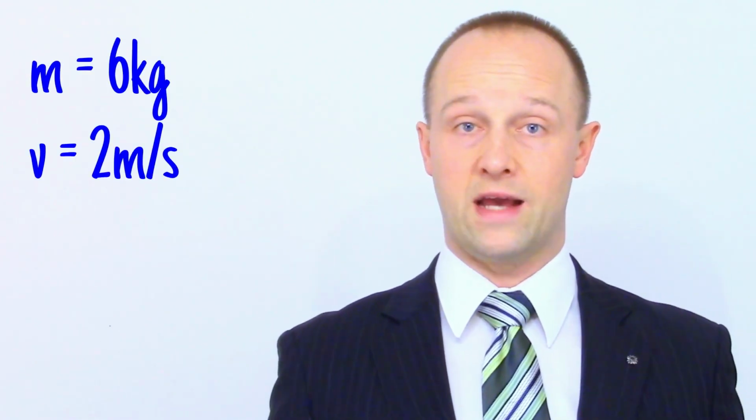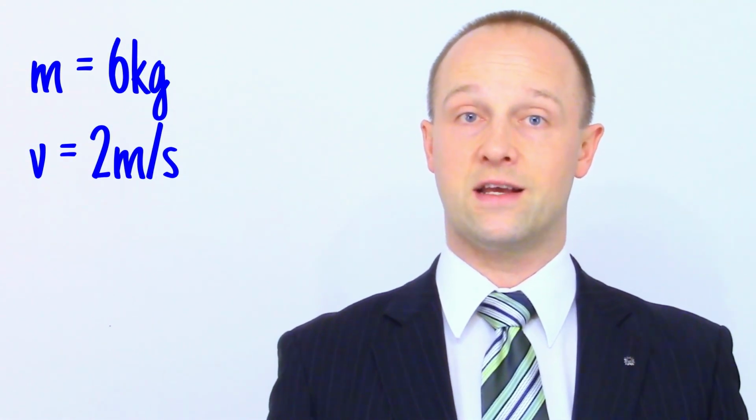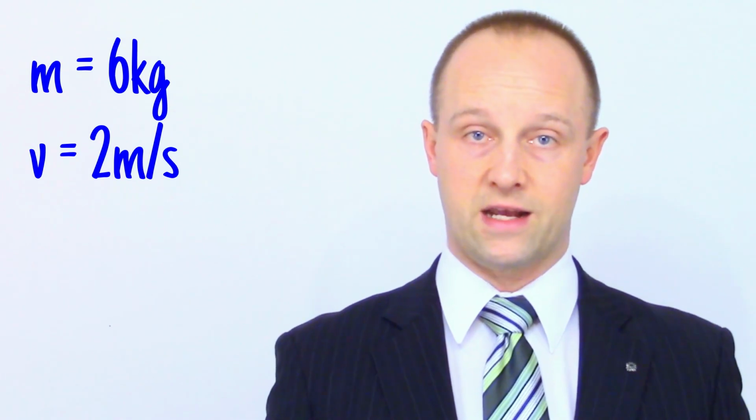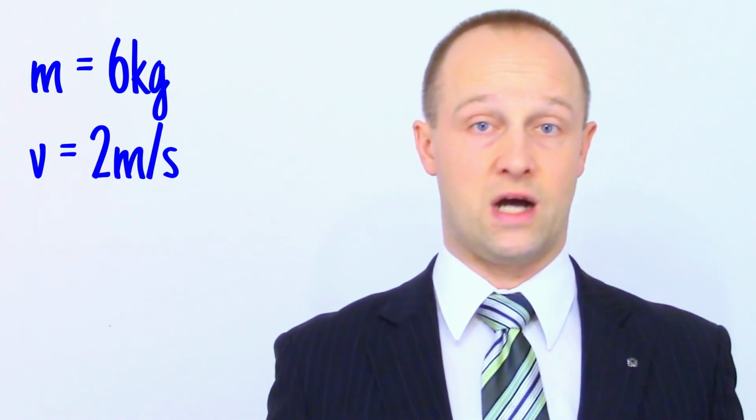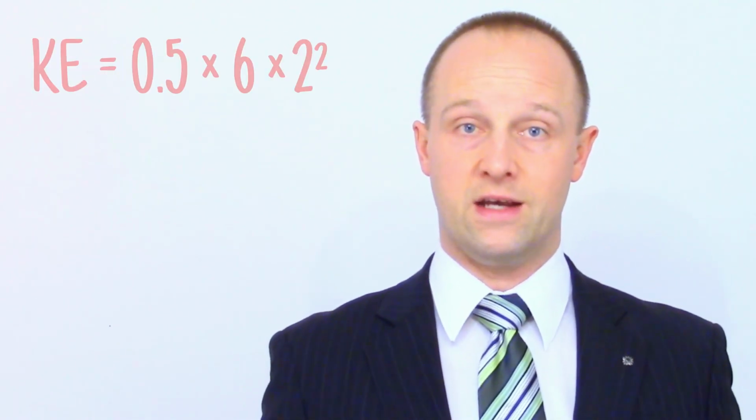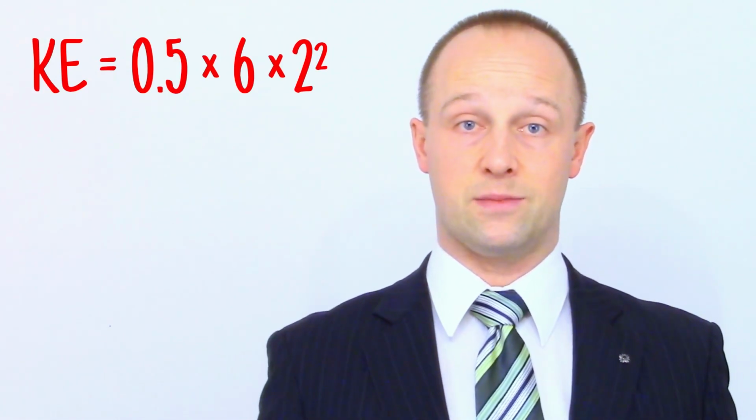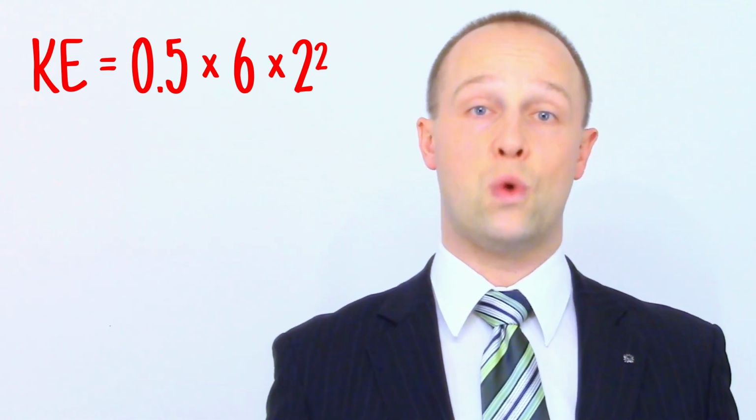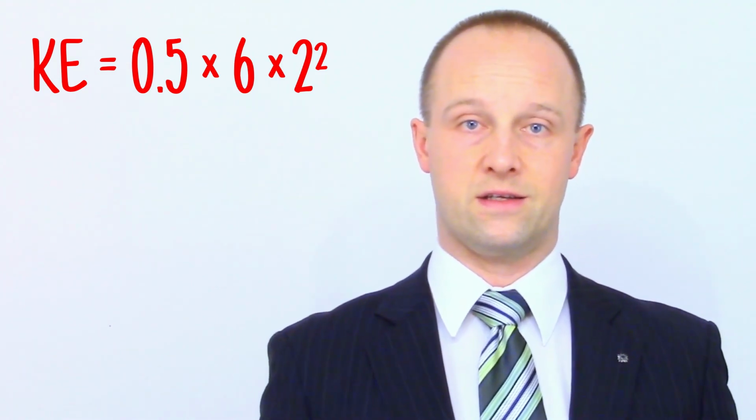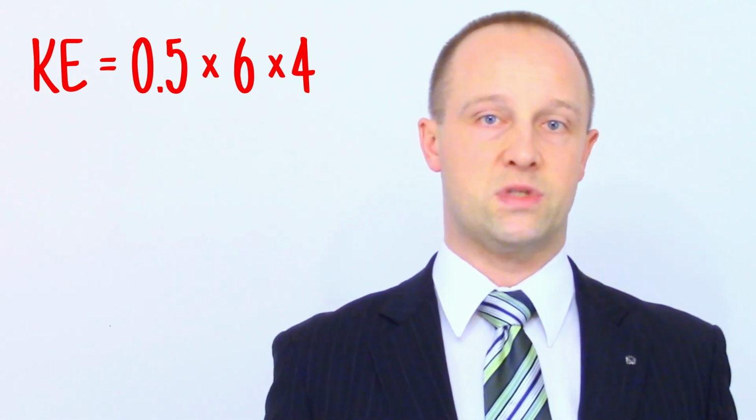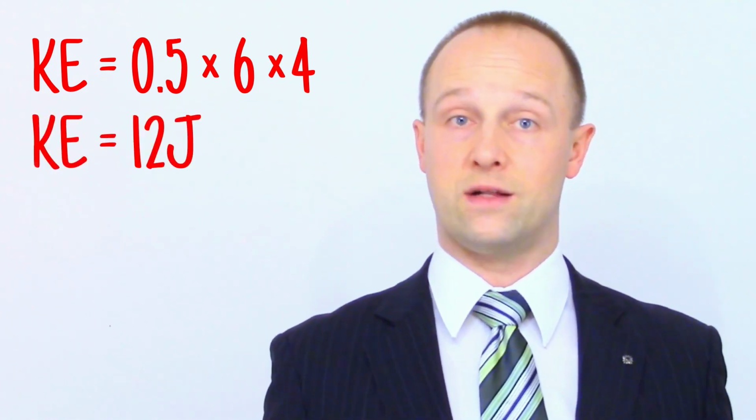Let's pick some values which make our calculation nice and easy to follow. Let's say that in all cases the mass is going to be 6 kilograms, and let's start out with a velocity of 2 meters per second. KE equals half mv squared. So that's half, or 0.5 when you type it into a calculator, times 6 kilograms, times the square of 2 meters per second. 2 squared equals 4. So our calculation is a half times 6 times 4, which is equal to 12.